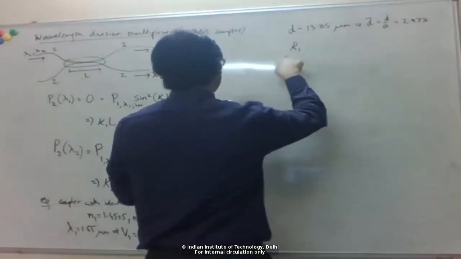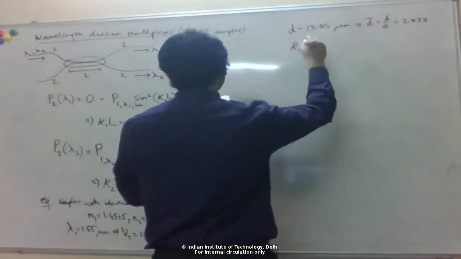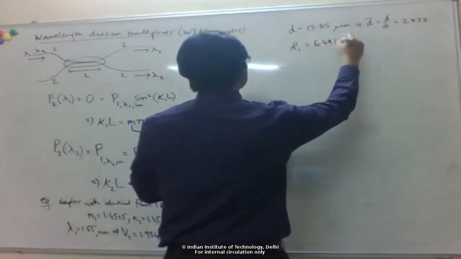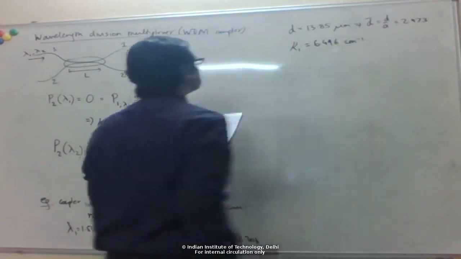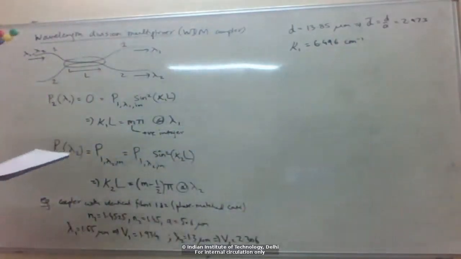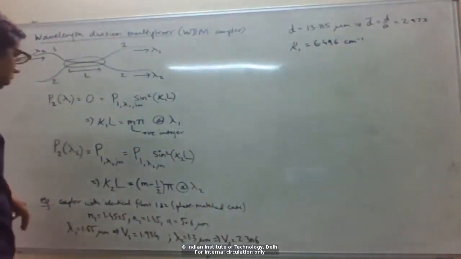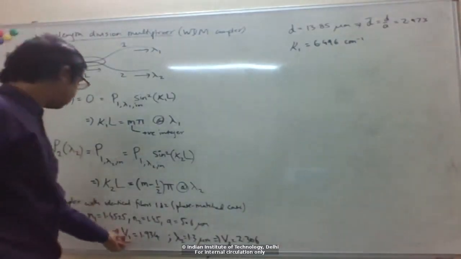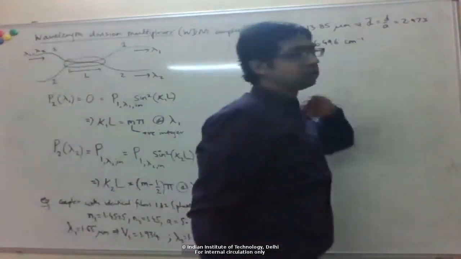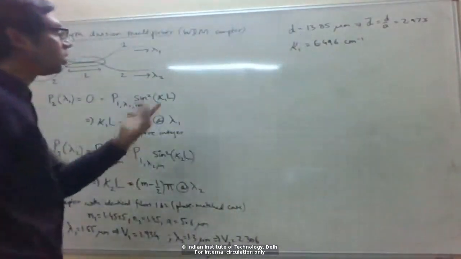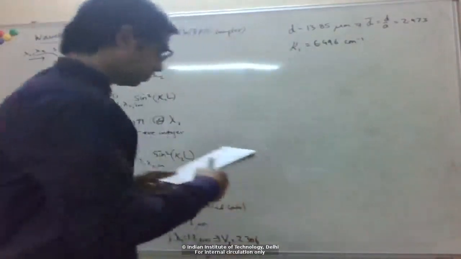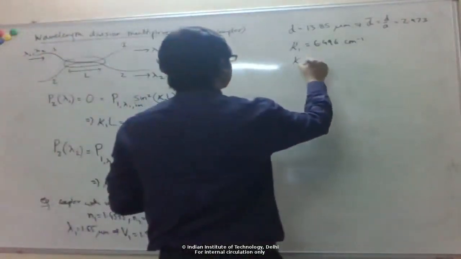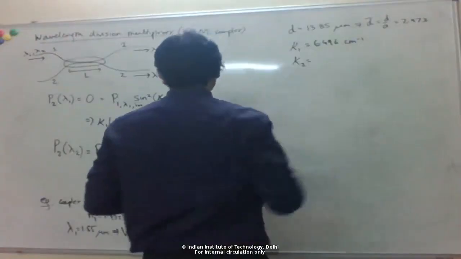At wavelength 1.55 micron, that comes out to be 6.5 per centimeter. Recall we just needed the V number and this D bar to calculate this coupling coefficient. And then at the other wavelength, the coupling coefficient.